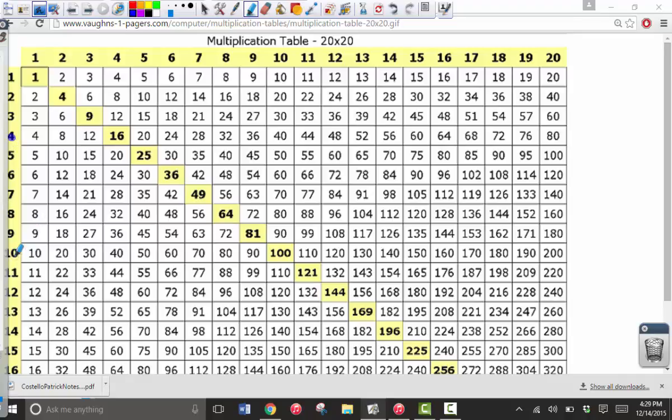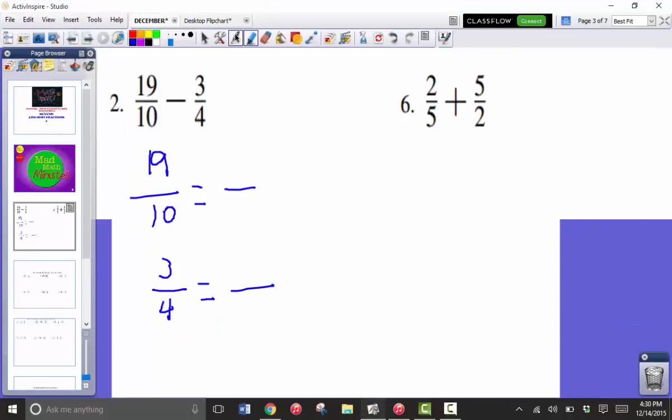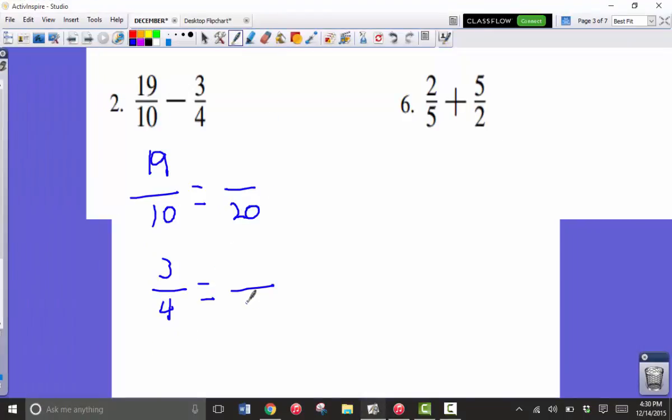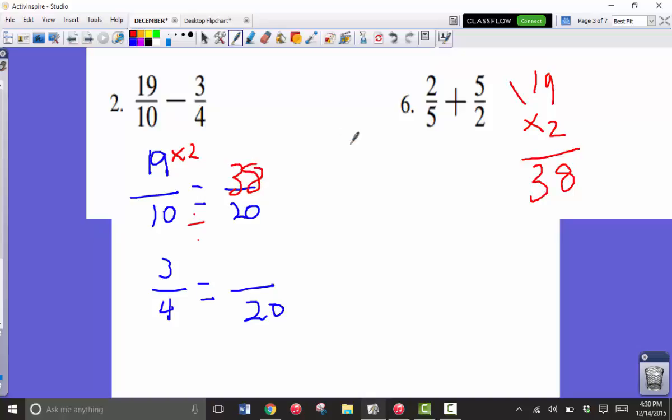Going under the 4 and the 10. If you notice, the first one we have in common is 20. So we're going to use 20 as the common denominator. And now with the method I use, we're going to divide the denominators. 10 will go into 20 2 times, multiplying it with the numerator. There we go. Same thing with the bottom fractions.